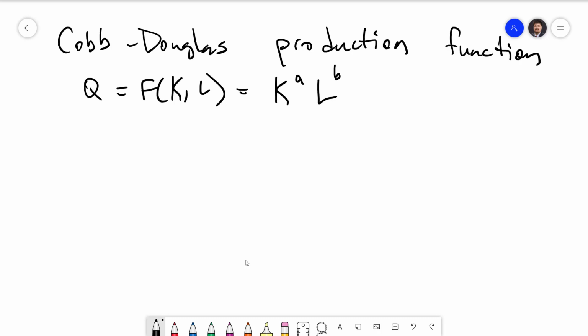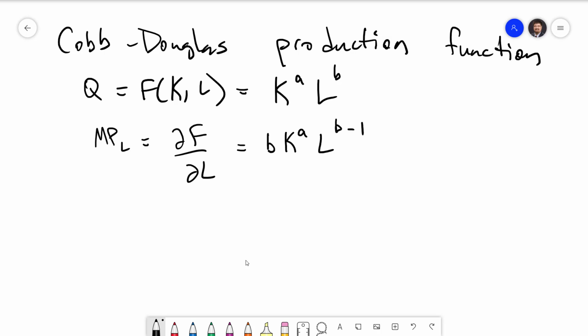Let's calculate the marginal products for Cobb-Douglas. For the marginal product of labor, we need to take the partial with respect to L. We're going to need to use the power rule here. Since we're taking the partial with respect to L, the K comes along for the ride like a constant. For the L part, the B comes down, and then we subtract 1, so we get B minus 1.